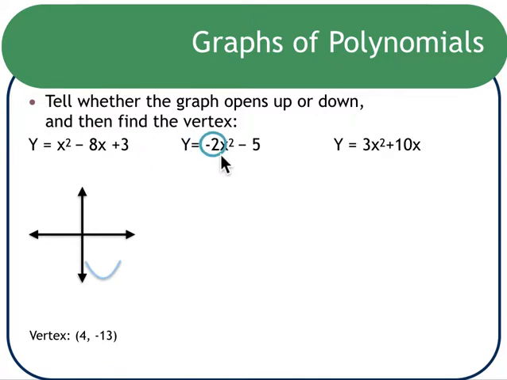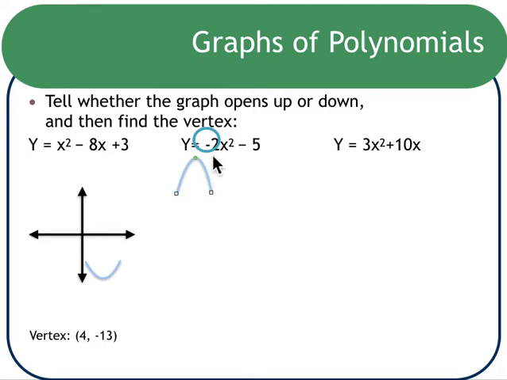In this problem, if we wanted to know if it opened up or down, again, I would look at this first number, and this a is a -2, and so this is a graph that's definitely a sad graph, and so let's flip it upside down.